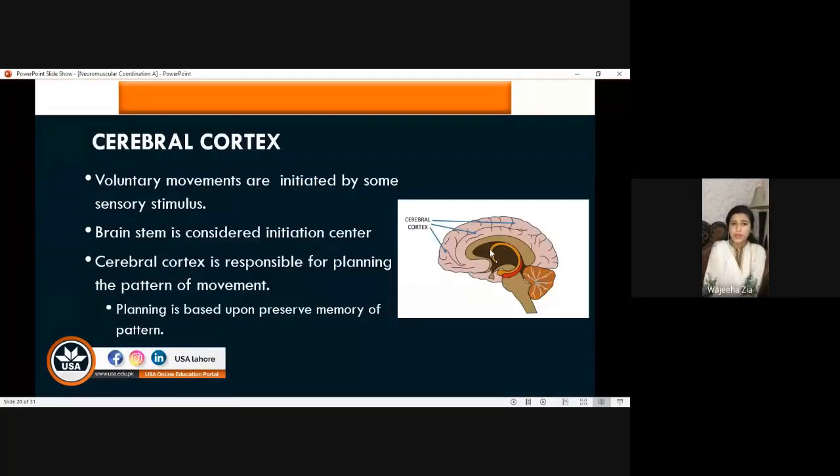The next most important part is the cerebral cortex. This is the main center for planning. Whatever movement we plan, whatever movement we do, all these plans come from the cerebral cortex. So you can say that this is the center for planning. Suppose I asked you to stand up. Standing up requires movement of the hip, knee, and foot, along with upper limb movements. So this planning for standing up is stored in the cerebral cortex.